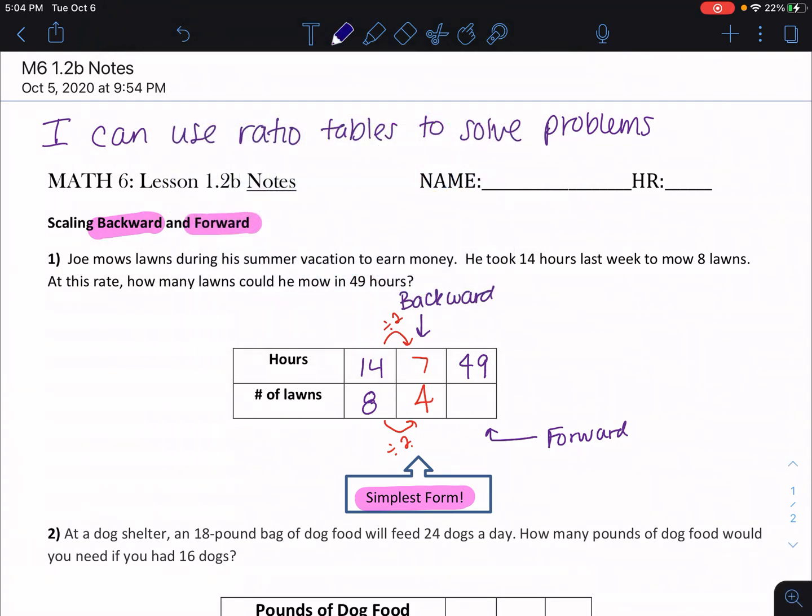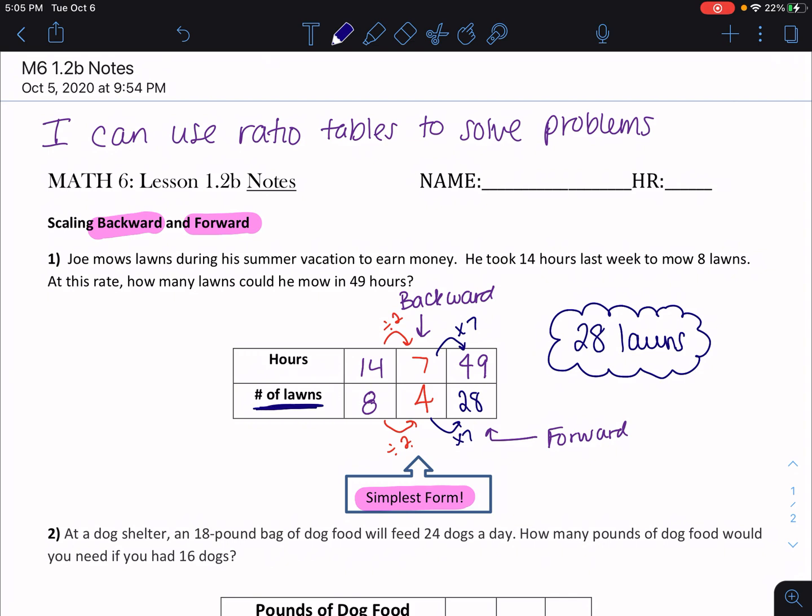And now when I look, I can scale forward and multiply by 7 to get to 49, and then 4 times 7 is 28. So this is going to be 28 lawns. And that's going to be my cloud answer, my bubble answer. And the unit comes from here. So 28 is my answer, lawns is the unit.